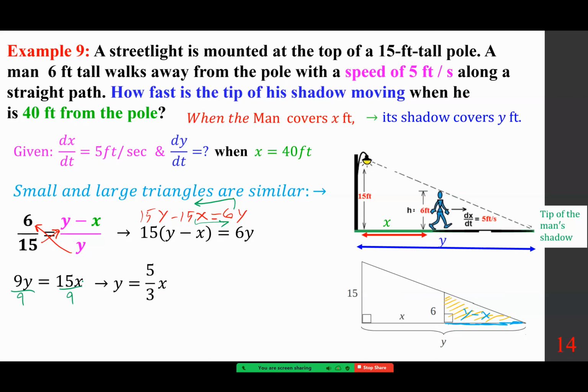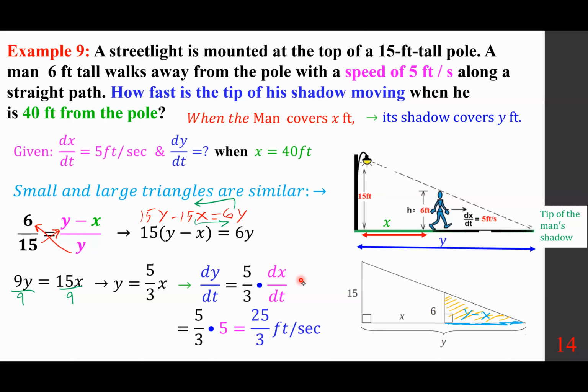Now we are ready to differentiate. dy dt is 5/3 dx dt. And dx dt is known to be 5 feet per second. If you plug it in, 5 thirds times 5 becomes 25 thirds feet per second.